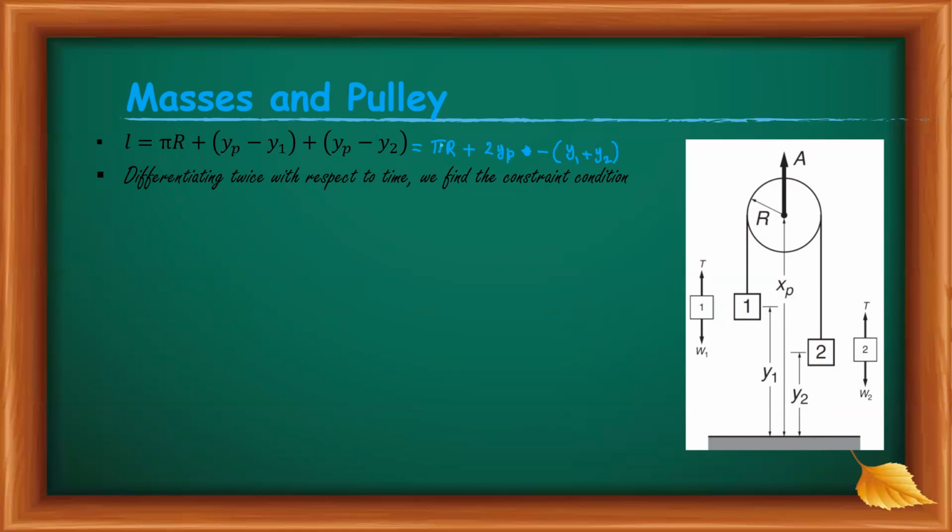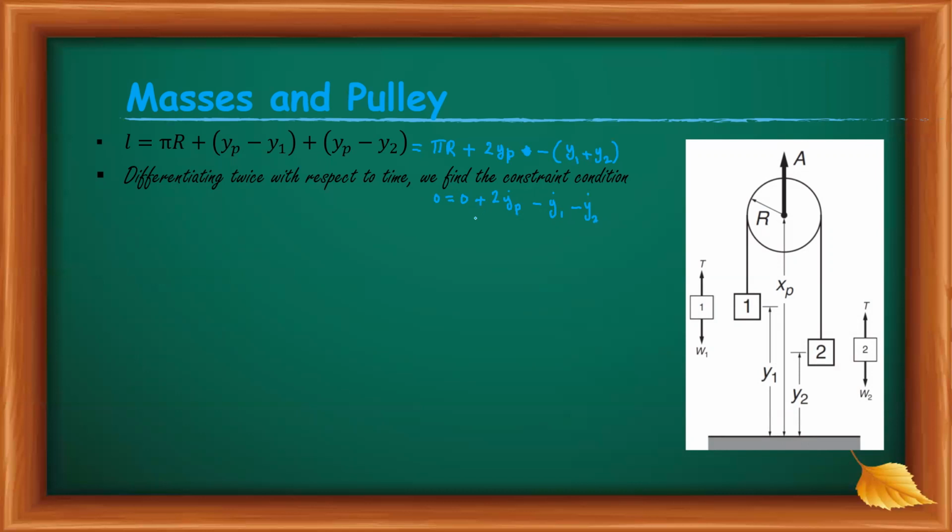Here only the radius r is a constant, and L is also a constant. Then differentiating this equation twice with respect to time, what is the result? When we differentiate this one time, 0 must be equal to 0 plus 2yp dot minus y1 dot minus y2 dot, isn't it?